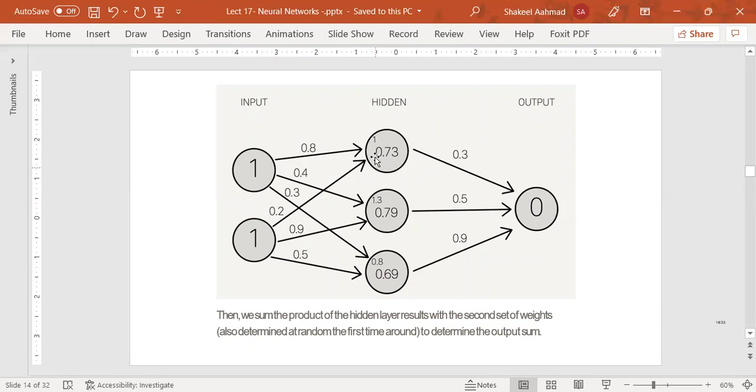Now we have written the values, the results we have received after applying the sigmoid function. Now we will proceed from the hidden layer to the output layer. In the same way as we did from input to hidden layer, the weights will be multiplied with these results, and those are 0.73, 0.79, and 0.69.